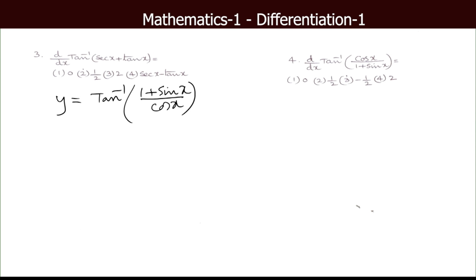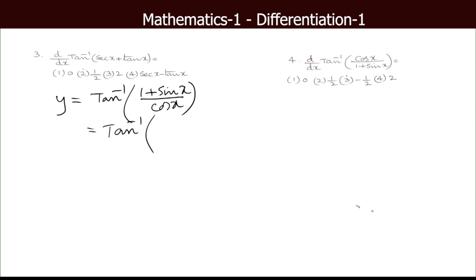Okay. Now, this is arc tan of 1 plus sin x, over cos x by 2 plus sin x by 2 whole square. 1 is cos square x by 2 plus sin square x by 2. Sin x is 2 sin x by 2 cos x by 2. Cos square x by 2 plus sin square x by 2 plus 2 sin x by 2 cos x by 2 is cos x by 2 plus sin x by 2 whole square.